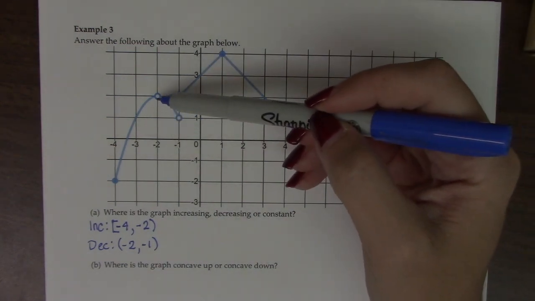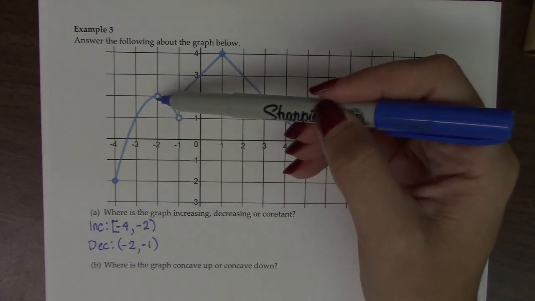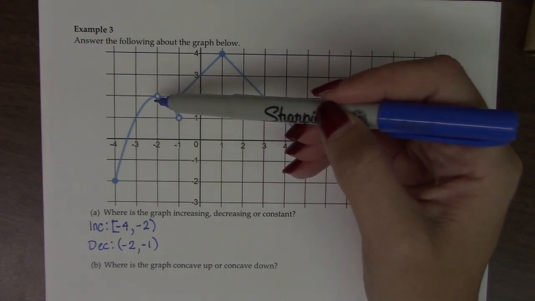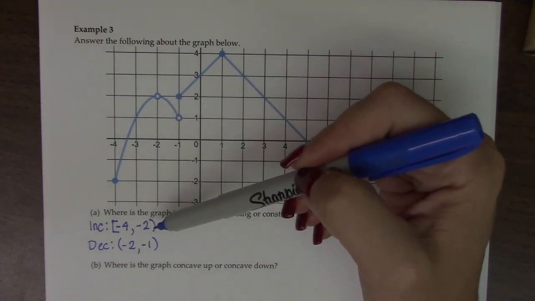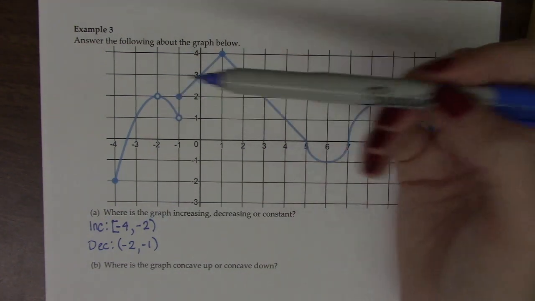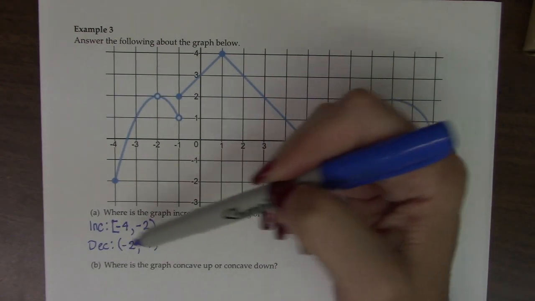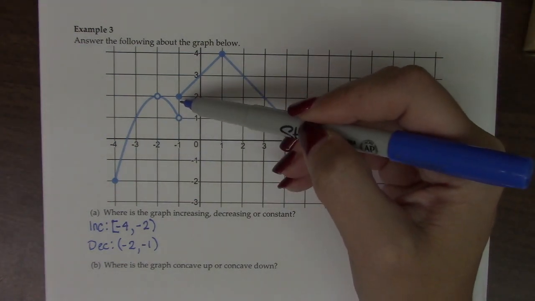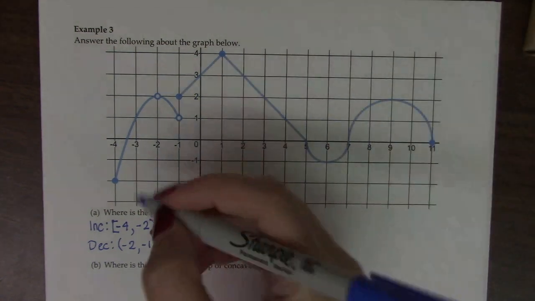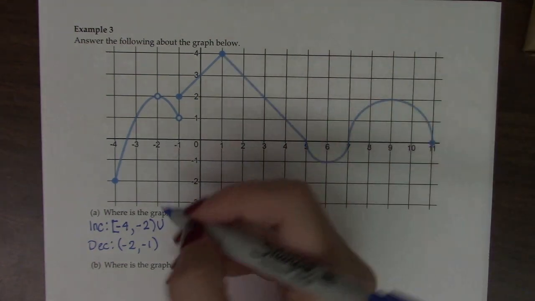Now, there's actually 2 reasons we would not include -2 here. One, we don't include the turning point in increasing or decreasing, but also the graph didn't even exist there. So you can't have a value that doesn't even exist on your graph. Notice here, the graph didn't exist here or here, so I wasn't able to include either endpoint. Then the graph picks back up at -1, and it starts increasing again. So I'm going to use a union, and I'm going to add this interval of the graph to my increasing.